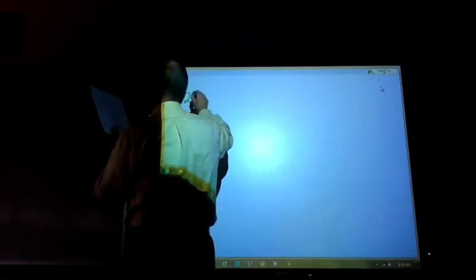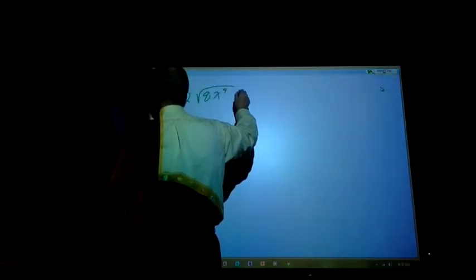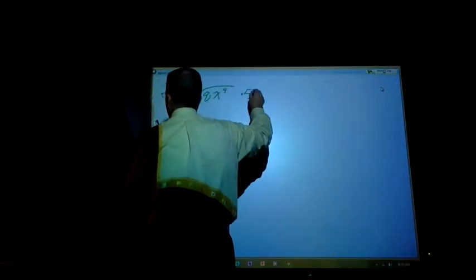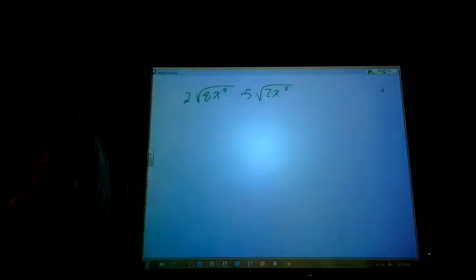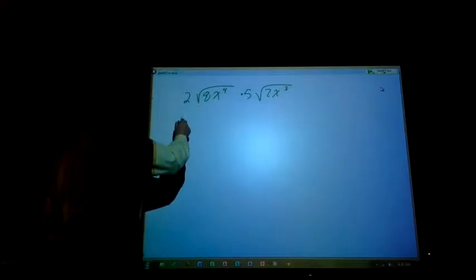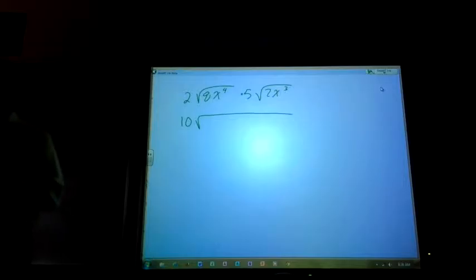Last one of this section. Okay. Do I have anything right now that is outside of the radical? I have 2 and 5. What happens to 2 and 5? They multiply. Okay, so I feel pretty good about that. Is everyone still okay with that?